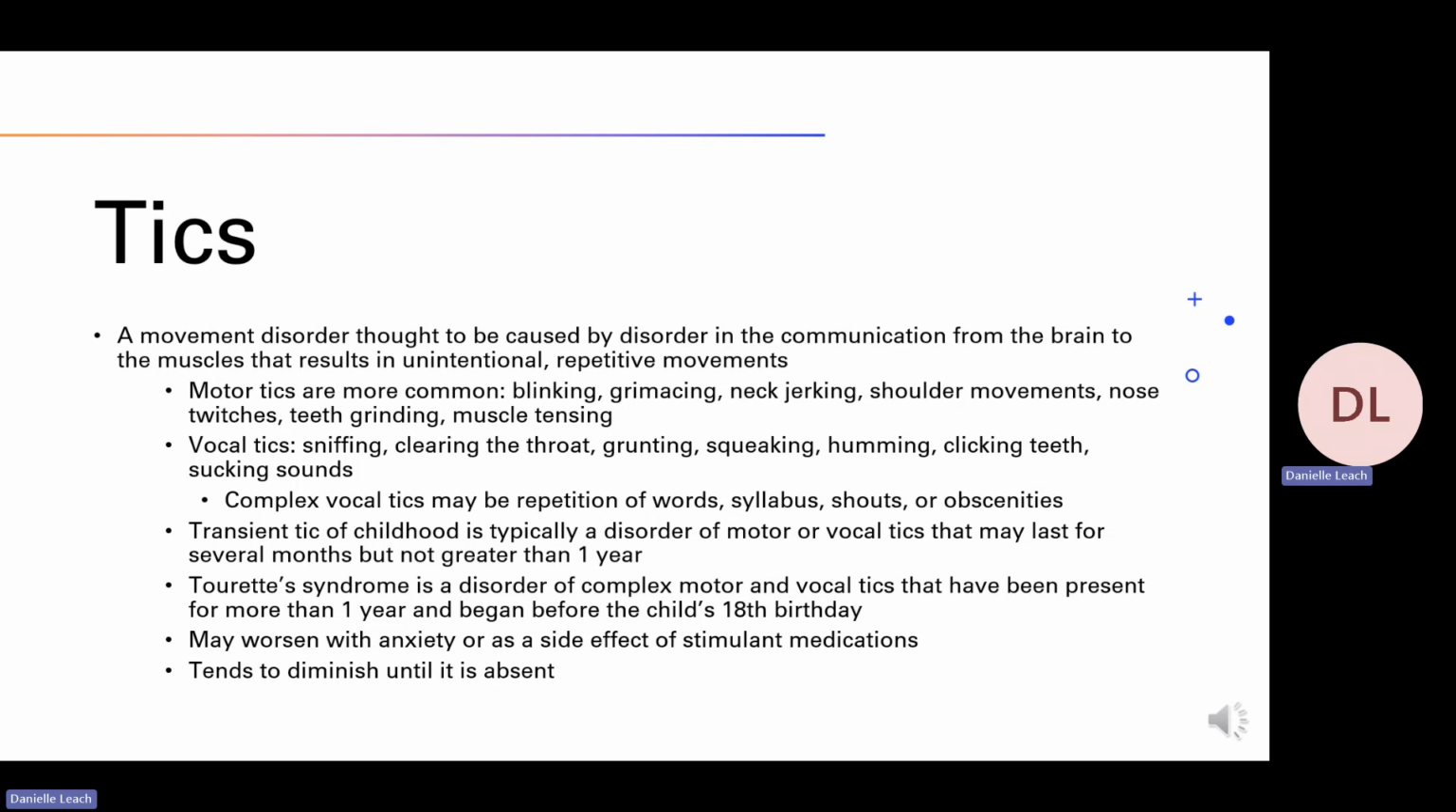The most common motor tic is eye blinking, and the most common vocal tic is sniffing or clearing of the throat, which is sometimes misdiagnosed as just allergies. Sometimes these tics can worsen around age 12, but for most kids, these disappear completely by age 18. Certain things can worsen the tics for some children. Anxiety is the biggest trigger. They can also be a secondary symptom of things like infections, medication side effects, stroke, head trauma, and degenerative disorders.